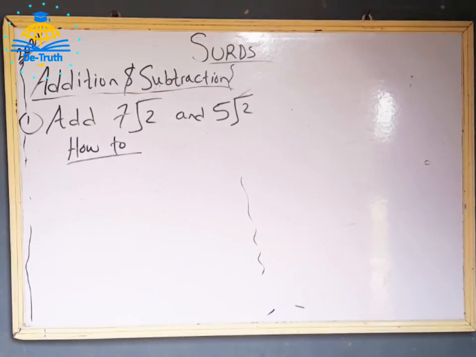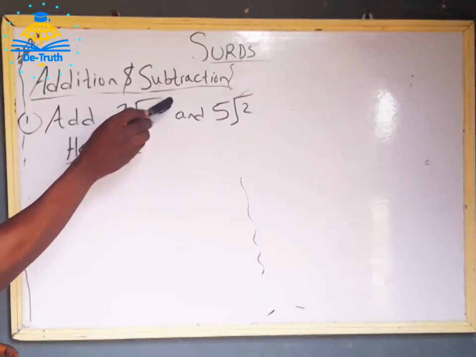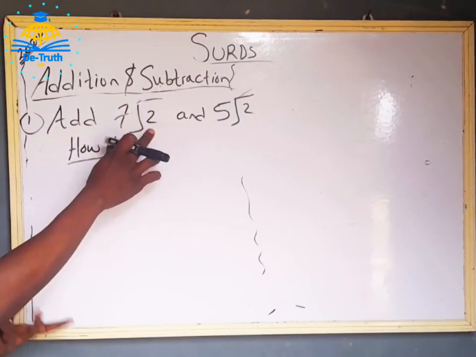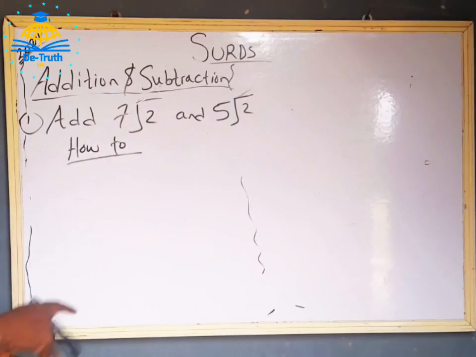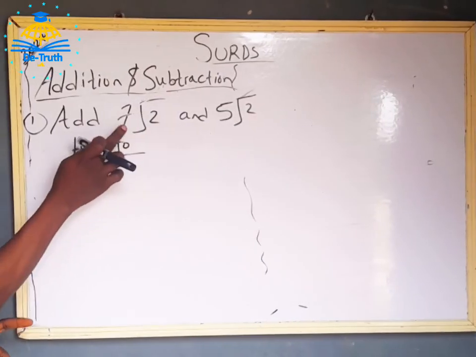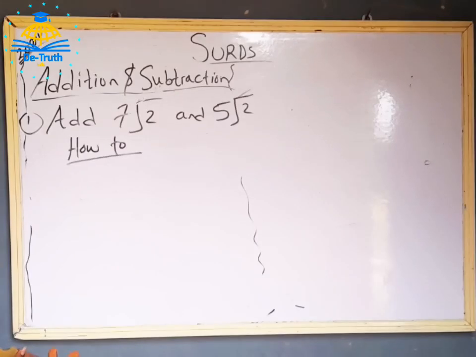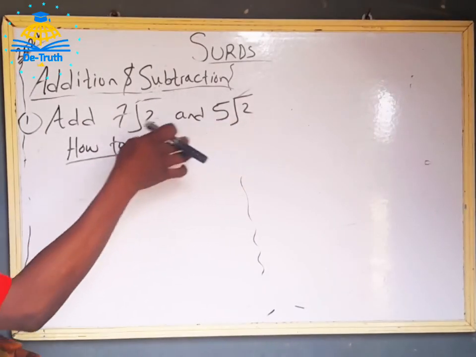Now, what I'm going to do is this. If we have many surds like this, I don't want to get confused. The best thing is for us to, in our mind, let's say this root 2 is X. So we have this root 2 to be X. So that means we have 7X plus 5X. We know what we are going to get. 7X plus 5X gives us 12X.